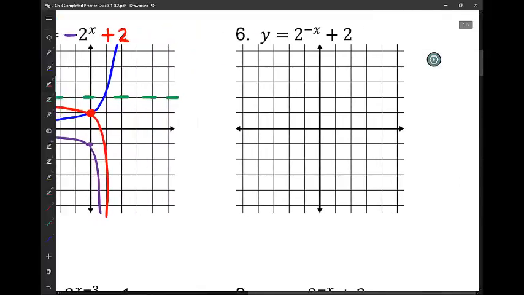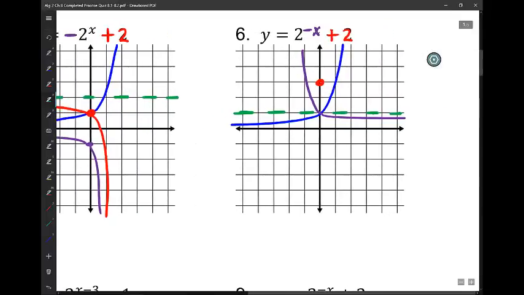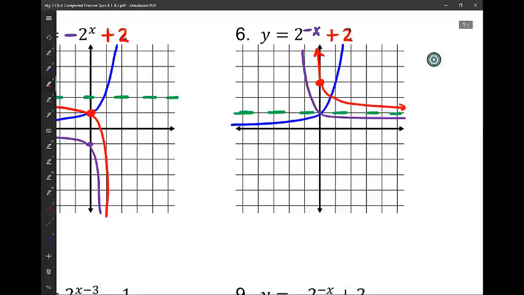Coming over here to number 6, once again we have our normal growth function. The -x inside for our exponent is going to cause it to flip over the y-axis in purple. And then finally, the +2 is going to cause that y-intercept to move up 2 units. As we've talked before, that means my asymptote is going to go up 2 units as well. So I'm going to mimic my purple graph, but I'm going to shift it up 2. So my final red graph is shifted up 2, but with an asymptote at y equals 2.